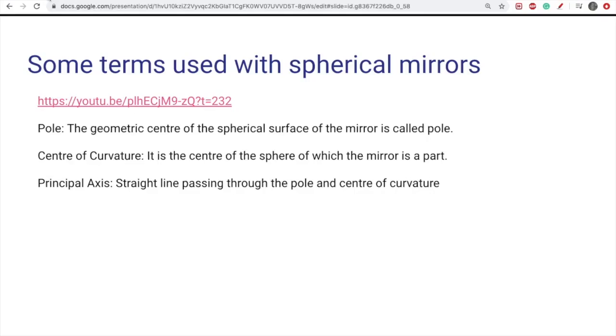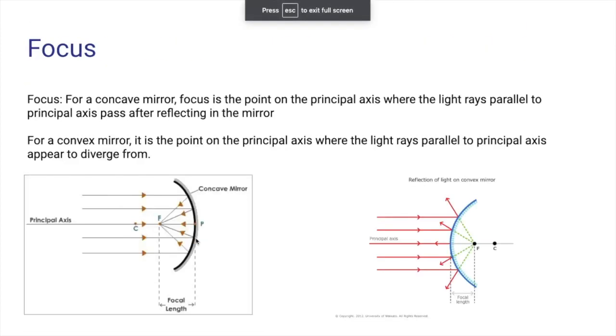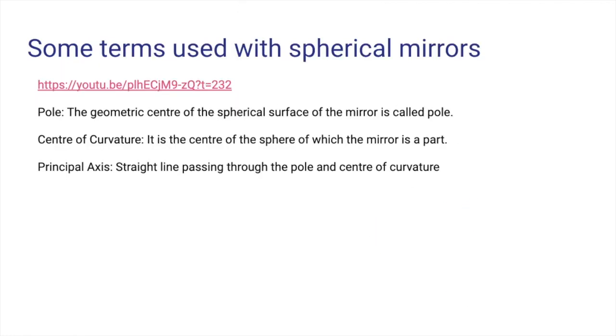This much is enough. So I showed you the video so that it will be easier to imagine, correct? So we learned that pole is the geometric center of the spherical surface of the mirror, correct? Center of curvature is the center of the sphere of which the mirror is a part. Principal axis is the straight line passing through the pole and the center of curvature.